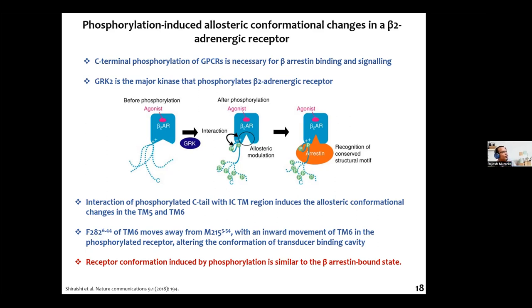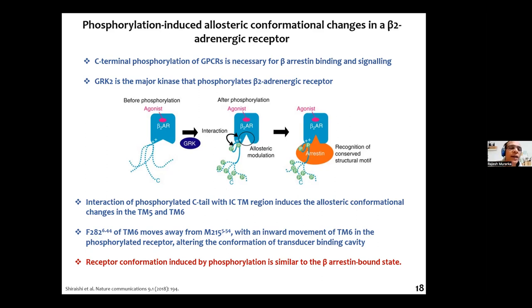It has also been experimentally found that beta-arrestin binds very rapidly. Once the receptor is phosphorylated by the GRK, beta-arrestin binds very rapidly. So what does that mean? That suggests that after phosphorylation, the phosphorylated receptor might be sampling some beta-arrestin favoring conformations in its conformational ensemble. That means it's a conformational selection model.